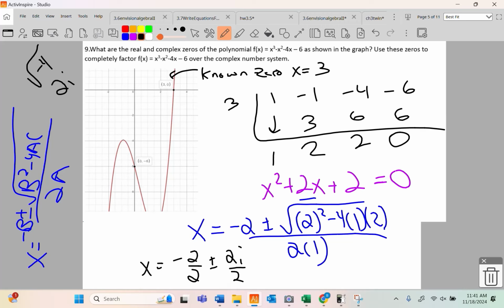What's -2 over 2? -1. How about 2i over 2? i.